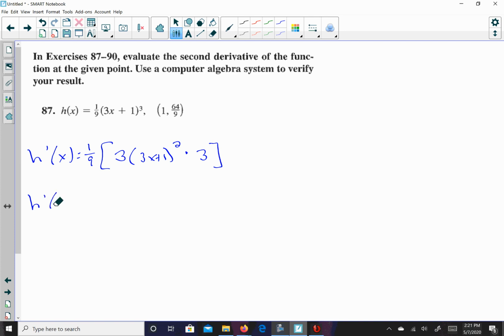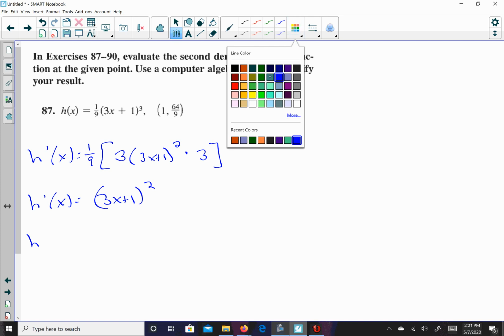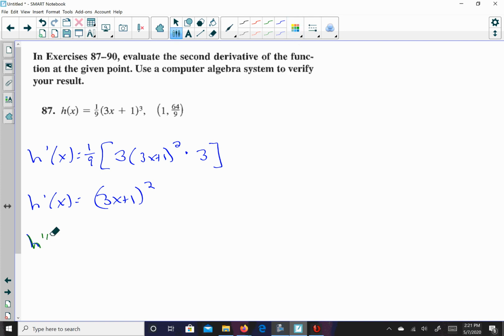So when I take 1/9 times 3, that's just going to be 1. So I'm going to be left with 3x plus 1, that whole thing squared. Then when I take the derivative of that, for the second derivative, it is going to be 2 times the quantity of 3x plus 1, decrease the power by 1, so that'll be 1, times the derivative of what's inside, which will be 3. Then I am going to get 6 times 3x plus 1.